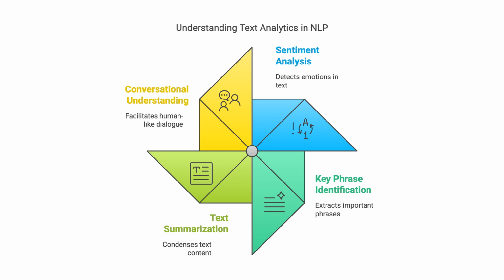In essence, these core text analytics functions, sentiment analysis, key phrase identification, text summarization, and conversational understanding, are essential tools. They allow us to unlock the wealth of information contained within text, enabling better decision-making, automation, and more natural interactions between humans and technology.